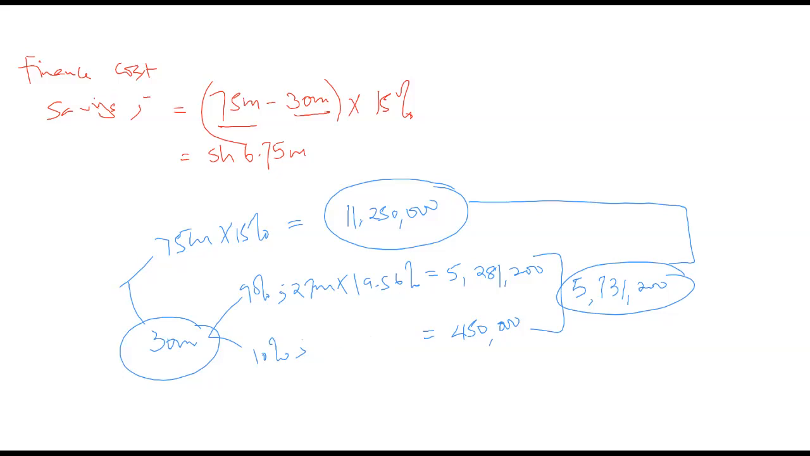This is 3 million. This is 3 million times 15%. It's correct. Yes, 450. It's correct, okay, that way.